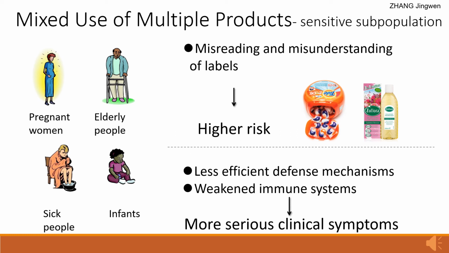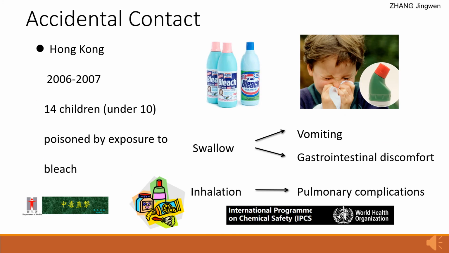In addition, pregnant women, the elderly, infants, children, and sick people have less efficient defense mechanisms and weaker immune systems. So when these sensitive subpopulations are poisoned, they usually show more serious clinical symptoms.